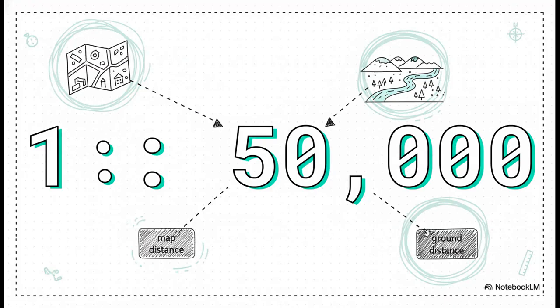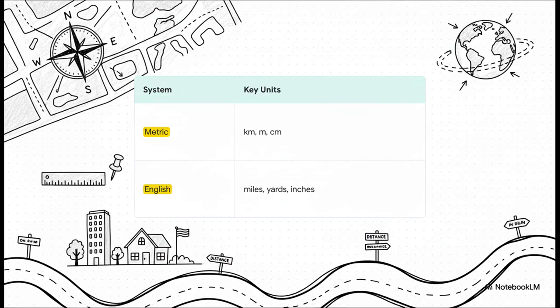So when you see an RF, like 1 is to 50,000, like you see here, it simply means that 1 unit on the map represents 50,000 of the exact same units on the ground. The first number, the 1, that's our numerator. That's your map distance. The second number, the 50,000, is the denominator, and that's the ground distance. And the RF superpower, like I said, is that it's unitless.